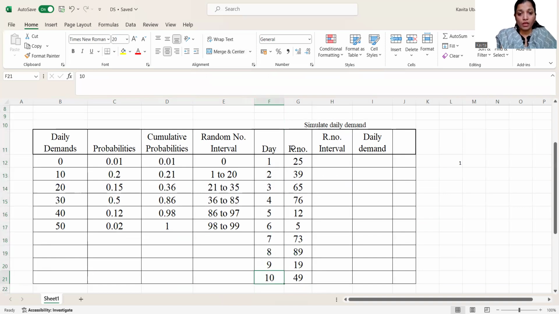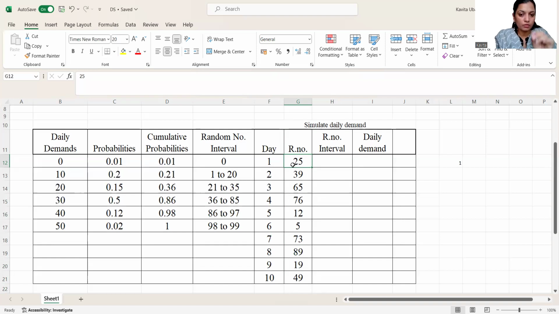Now, random numbers are also given in your example. We just need to write the random numbers here. Random numbers are provided in sequence. In that sequence only, we need to write them down.